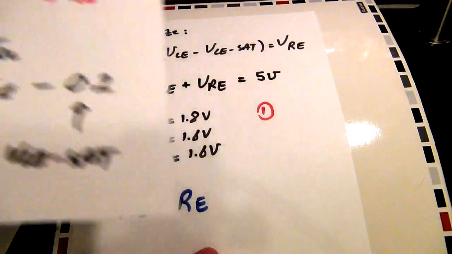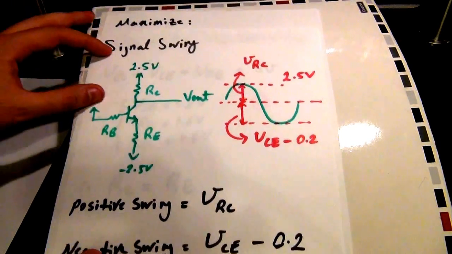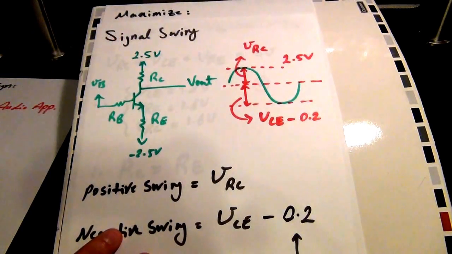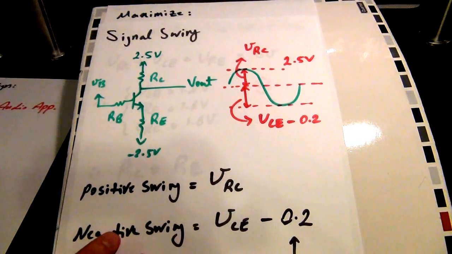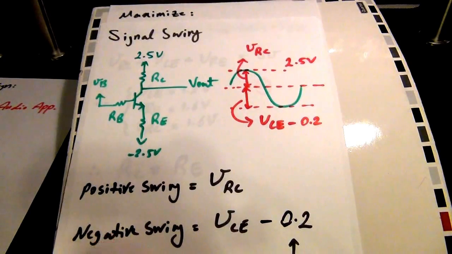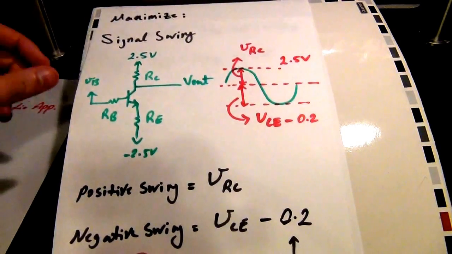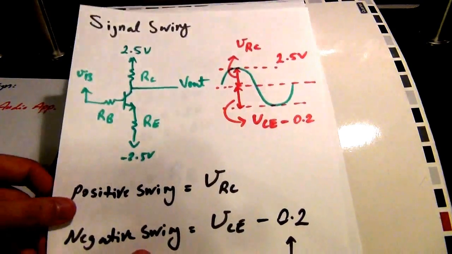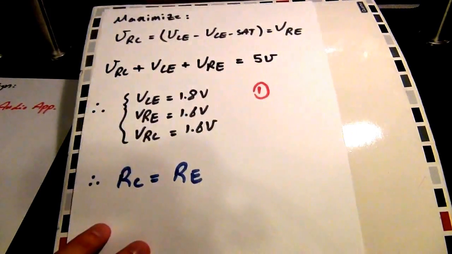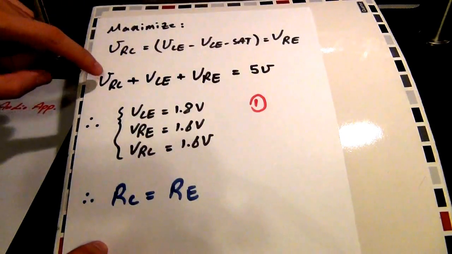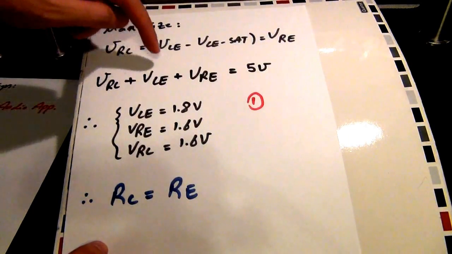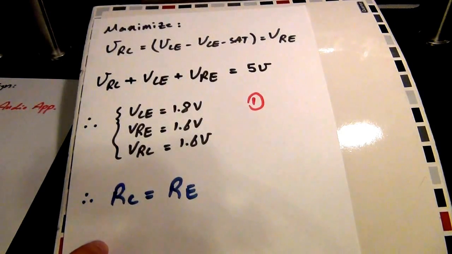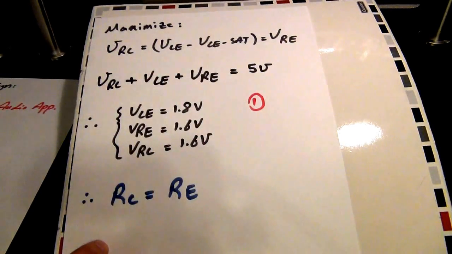So let me go back to this paper again. If I want to maximize this voltage and this voltage at the same time, one solution is to make them all the same, because that will make them all the maximum they can be. But of course, this voltage plus this voltage plus this voltage cannot be large indefinitely because we have a power supply limitation. Therefore, we know that the voltage across the resistor in the collector plus the voltage across the collector-emitter in the transistor plus the voltage across the resistor in the emitter has to equal 5 volts.